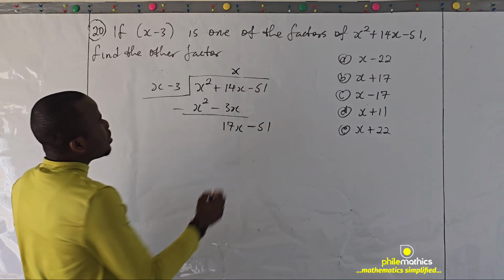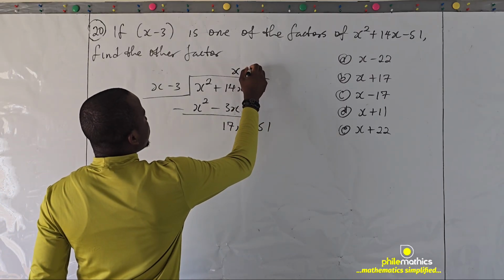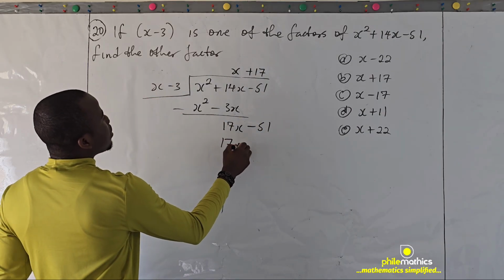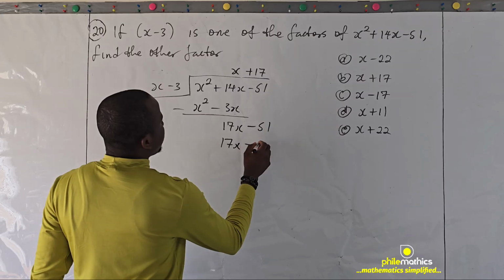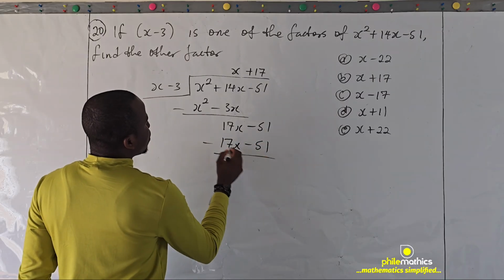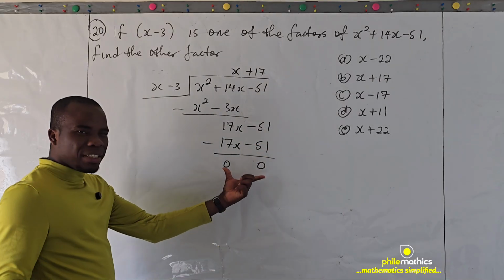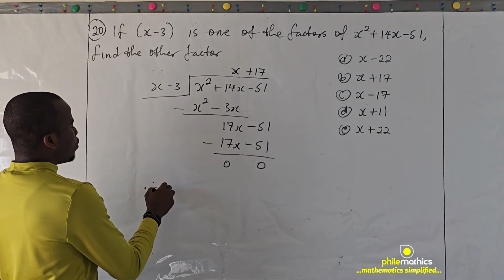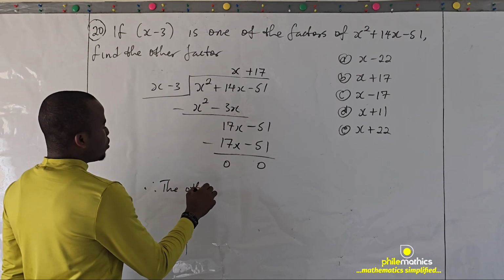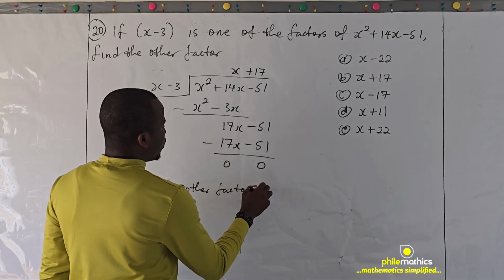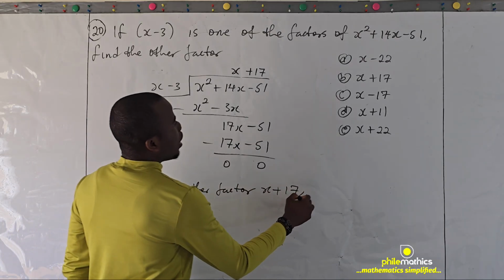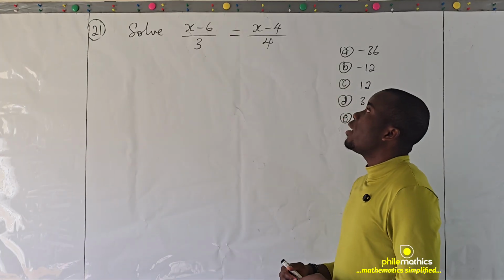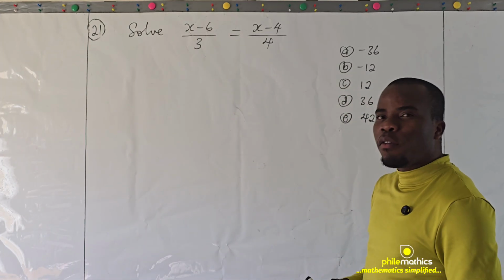X into 17x is plus 17. 17 times x is 17x. 17 times minus 3 is minus 51. If we subtract this, 0, 0. Since we have 0 here, meaning there's no remainder, therefore the other factor is x plus 17. And that's B.